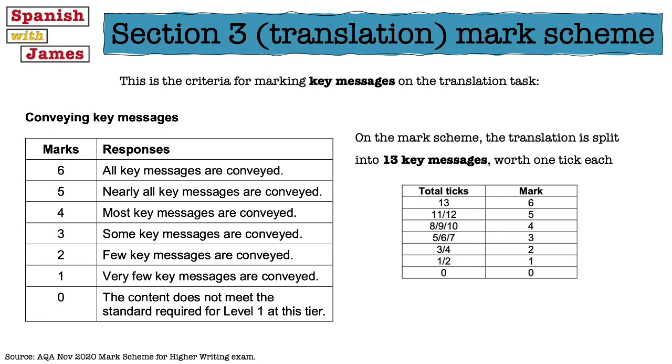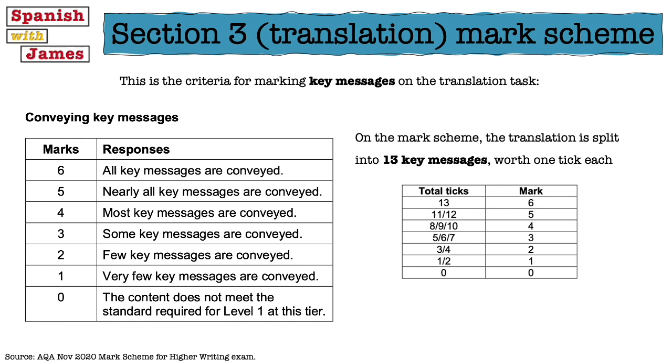If you look at the total ticks and how they compare to marks, sometimes getting one extra tick can move you up a grade boundary, because, for example, if you get 8 ticks, 9 ticks, or 10 ticks, you'll get 4 out of 6 marks. So getting that 11th tick can take you up a grade boundary. Well, not a grade boundary, but it can take you up a mark on this particular question, which could be the difference between going up a grade boundary overall on your GCSE.